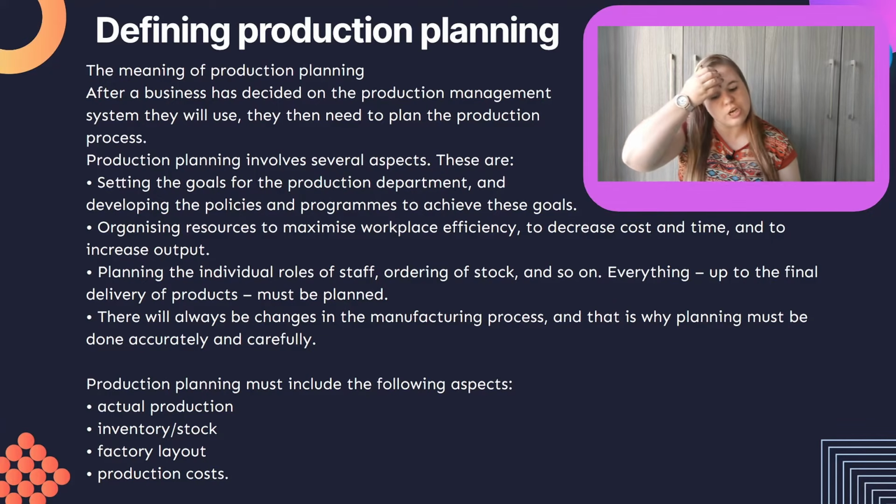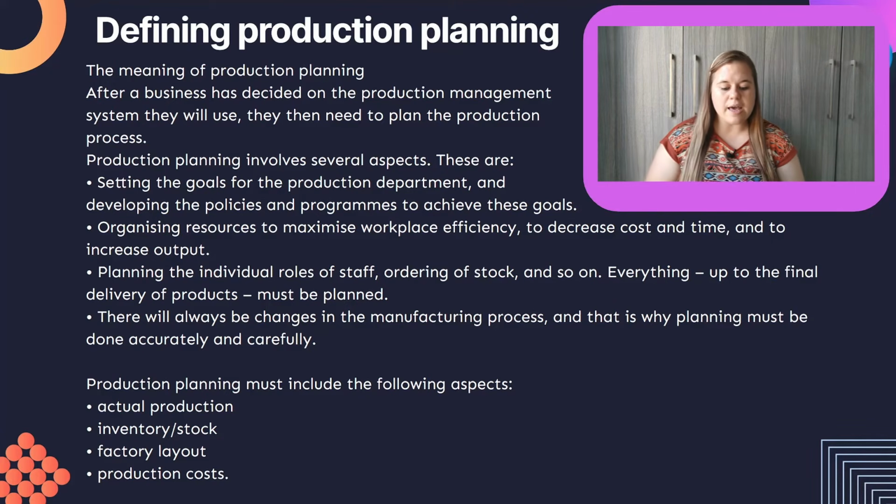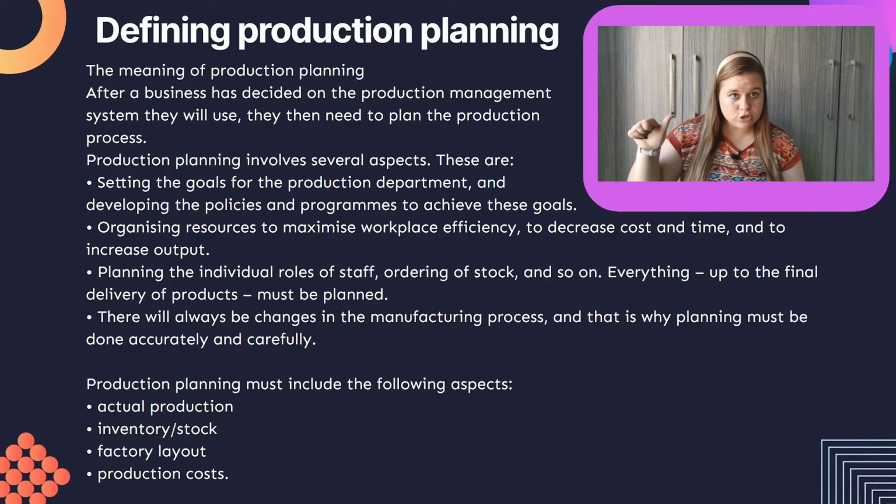There will always be changes in the manufacturing process, and that is why planning must be done accurately and carefully. Production planning must include the following aspects: the actual production, the inventory and stock that's needed, the factory layout, and the production costs.